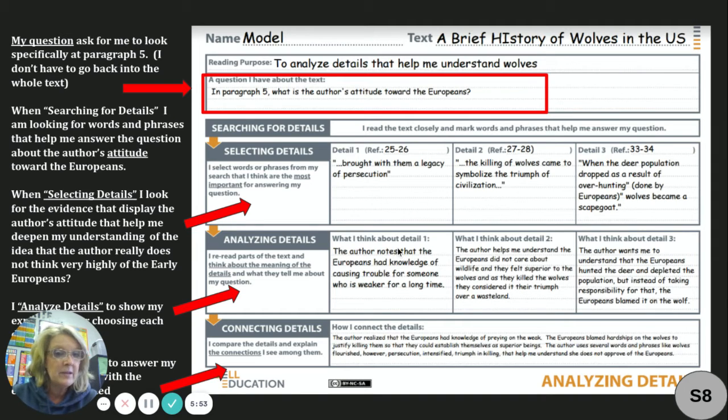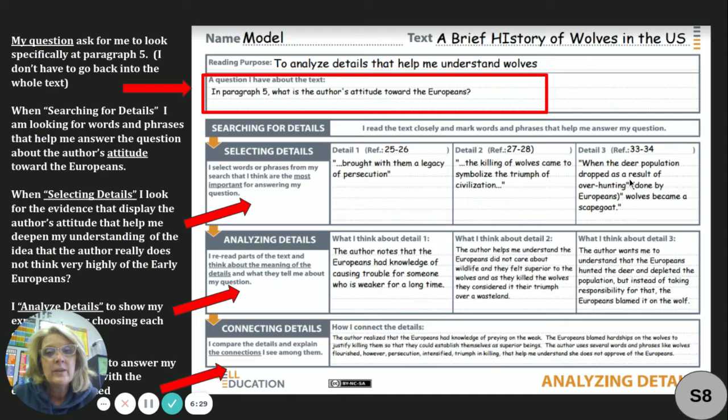Now, what do I think about this detail? The author notes that the Europeans had a history of causing trouble for someone who was weaker for a long time. Okay? Another thing she said in lines 27 and 28: the killing of wolves came to symbolize the triumph of civilization. What do I think about this detail? The author helps me understand that Europeans did not care about wildlife and they felt superior to the wolves. And as they killed the wolves, they considered it their triumph over a wasteland.